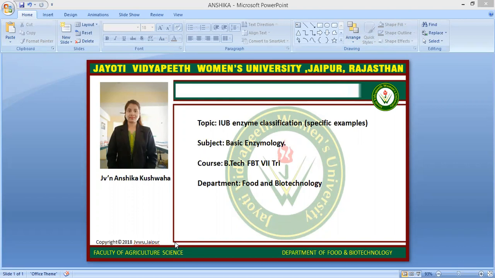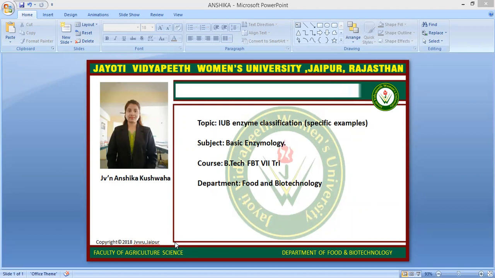The fourth one is lyases, which break chemical bonds without adding water, and the general equation is A-B, which gives A=B plus X-Y. An example is decarboxylases, which remove the carboxyl group from a respiratory substrate to release carbon dioxide.